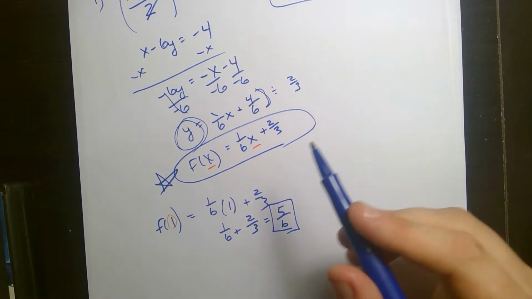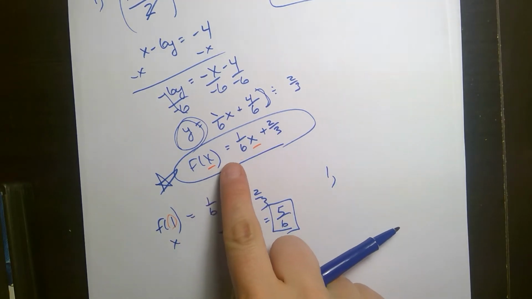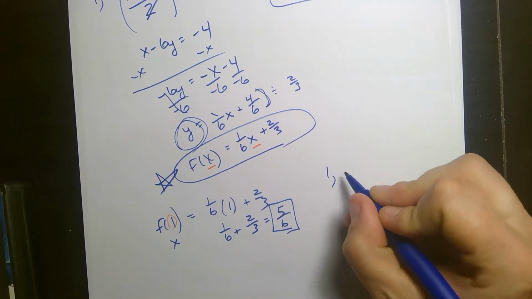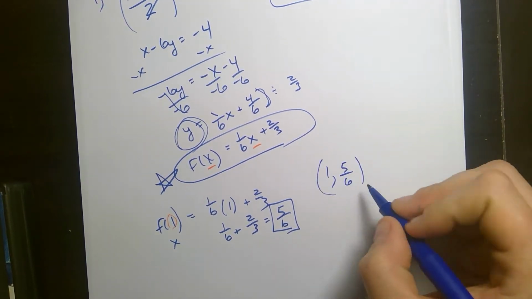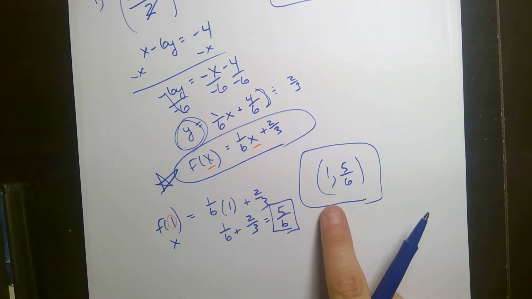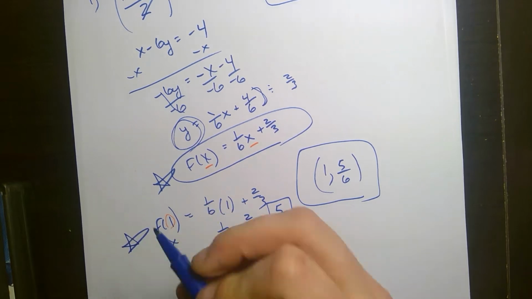Now, from what I know, this is my x value. I replaced it with the number 1. I stuck the number 1 into my function, I did some calculations, and it popped back 5 over 6. This is actually a point, (1, 5/6). Somewhere out there on the line, this point is on this particular function. So that's the second part that you'll see in Hawks.